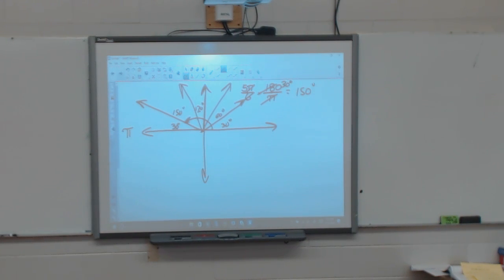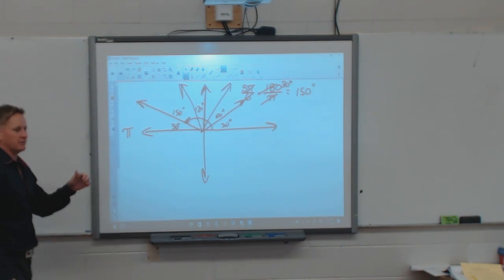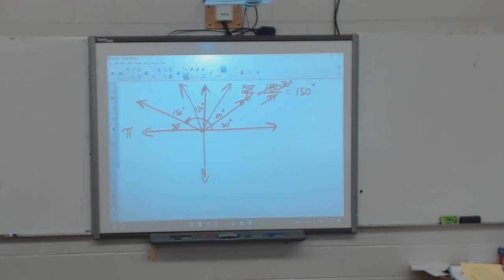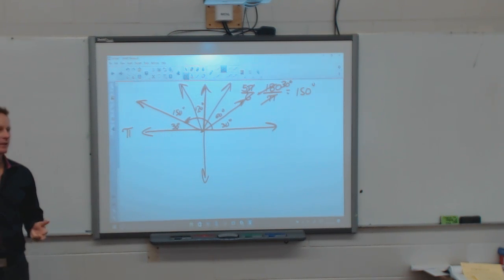We are going to exclusively change this unit circle into 6's, 4's, and 2's. We're going to work with 30 degrees, we're going to work with 45 degrees, or we're going to work with 90 degrees. And that's it. That's all you need to be concerned with.